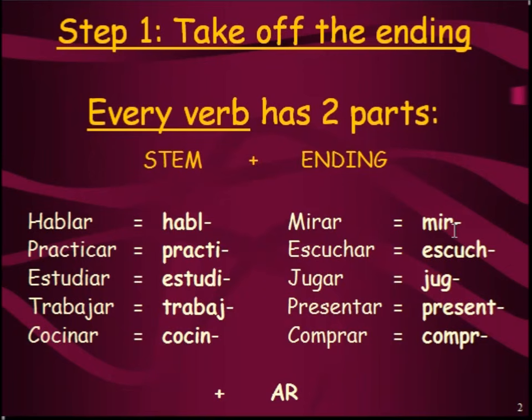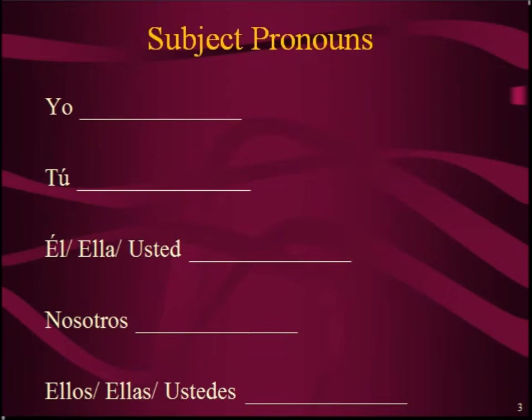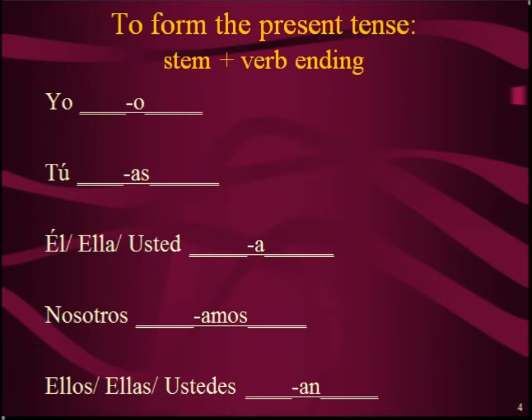The second step deals with then adding the ending for AR verbs. And you have an ending for each subject pronoun. The ending for the yo form is o. The ending for the tu form is as. The ending for the el, ella, usted form is a. The ending for the nosotros form is amos. And the ending for the ellos and ustedes form is an.